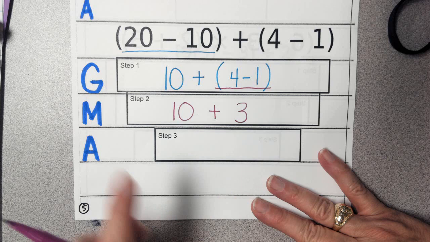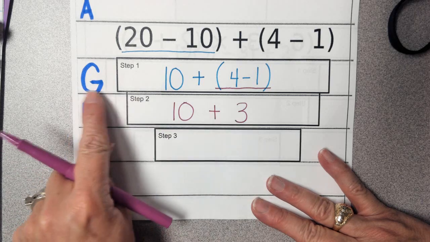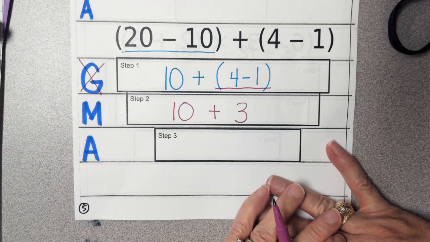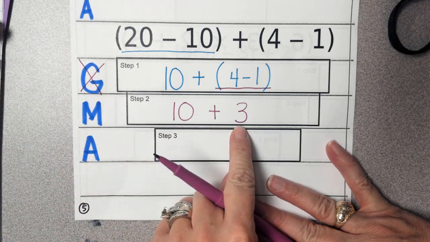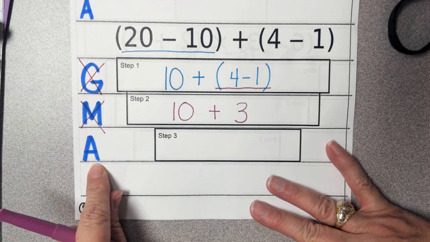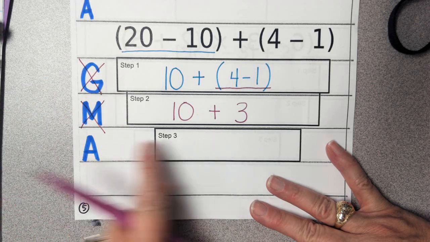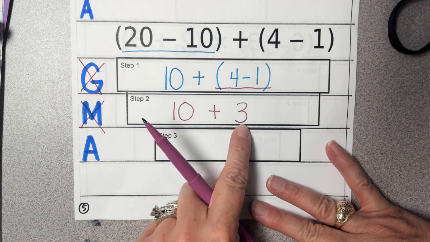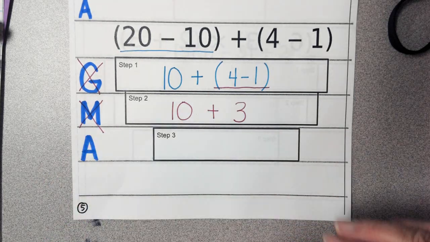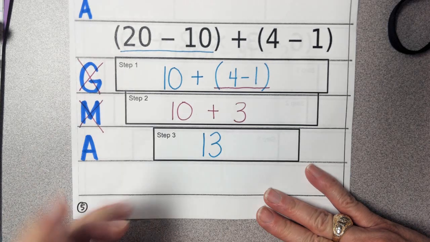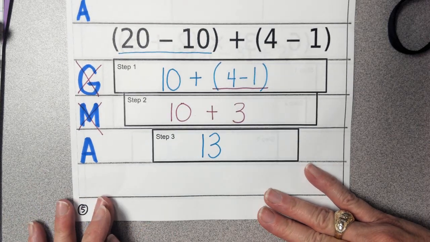Okay? So moving into step 2, I don't see any more groups, so I'm going to go ahead and cross that off my list. I don't see any multiplicative actions, so I'm going to cross that off my list. And the last thing to do is to solve by adding our additive actions. So if I have 10 and I add 3, then I'm going to get 13 as my answer. Write that here. And I've just simplified this expression to the answer 13.